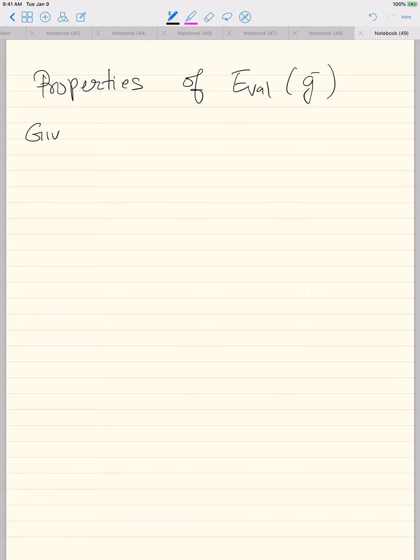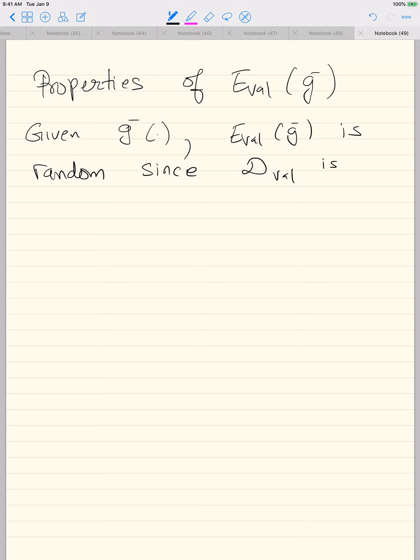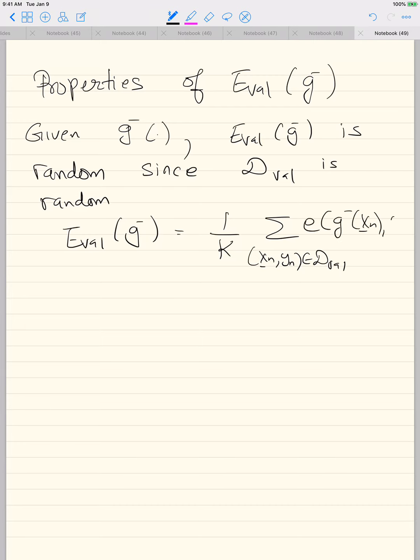So suppose we are given G minus, this is fixed, okay? Then eval is random, since our set dval is random. We are given G minus, which is obtained by training over the training set, and then we compute this quantity, and this is a random quantity because the validation set has random points sampled IID. And G minus depends on D train, which is a completely different data set. So G minus has no dependence on dval. As far as dval is concerned, G minus is some fixed hypothesis coming in.